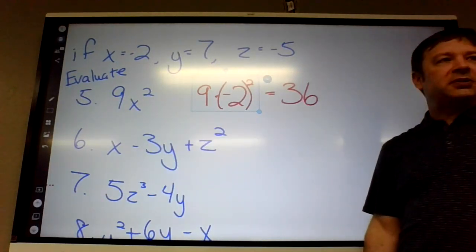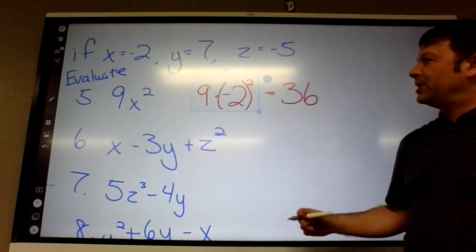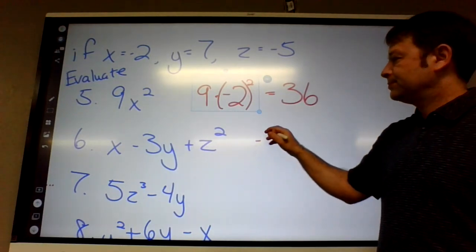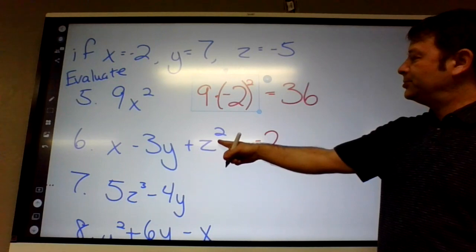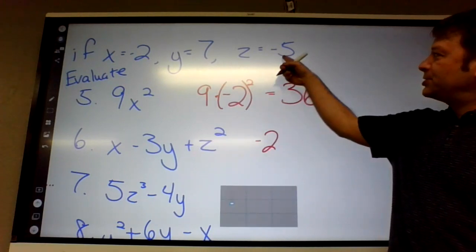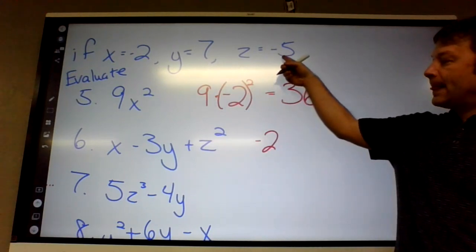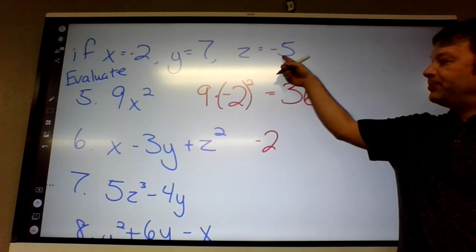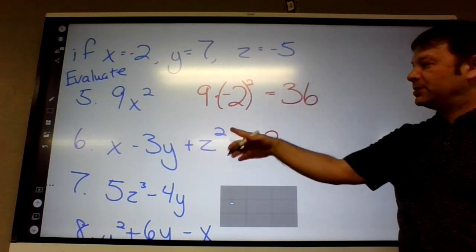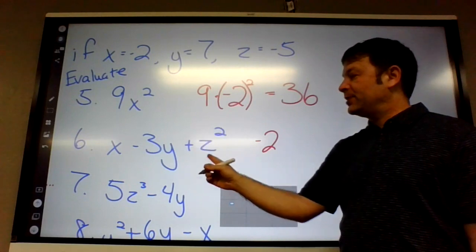Okay, so Leah, did you try 6? 6 has a similar issue because z squared, negative 5 squared, would need parentheses. Or you could do it in your head and just say that's going to be positive 25.